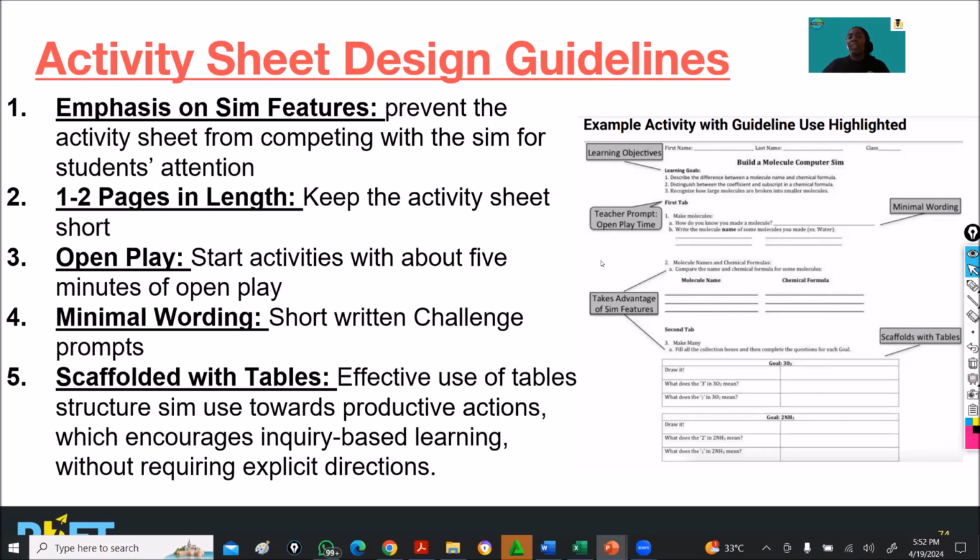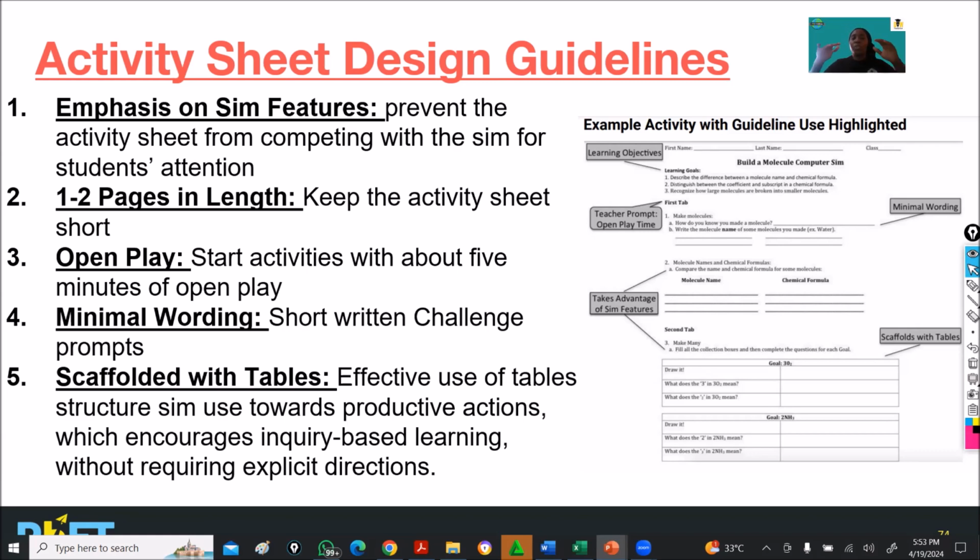So this is just a design guideline. These are the key things that an activity sheet should have. Not more than 2 pages, short. Okay, and everything, the goals, you should lean on your simulation. Everything should lean on a simulation, not something outside the simulation, so it doesn't take you out of the class.